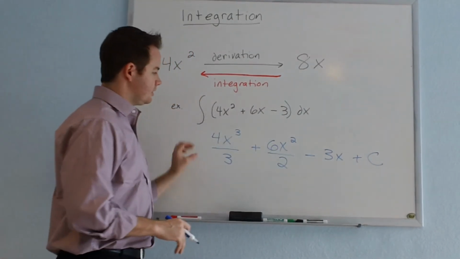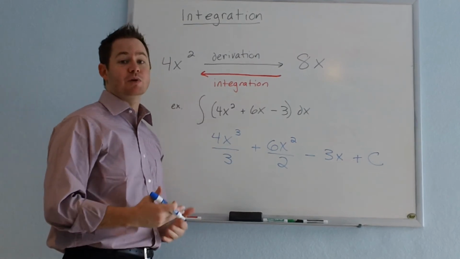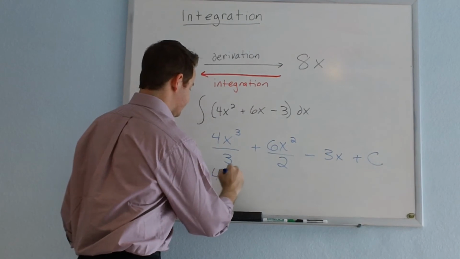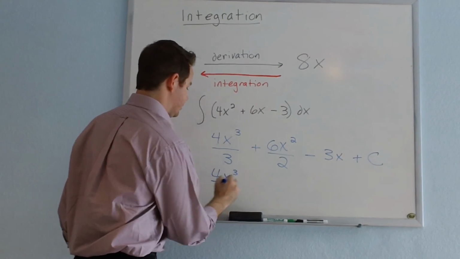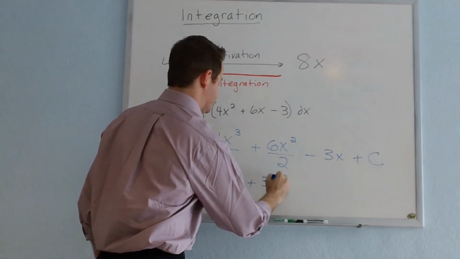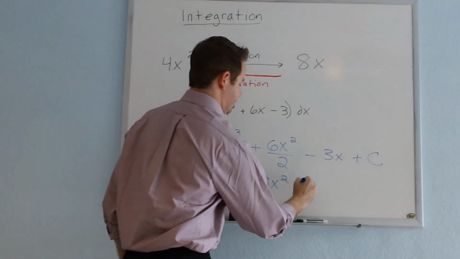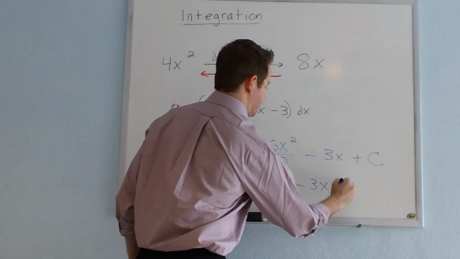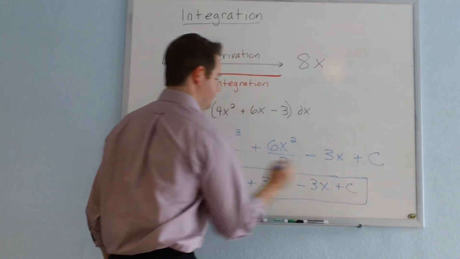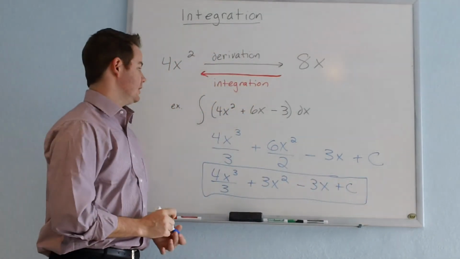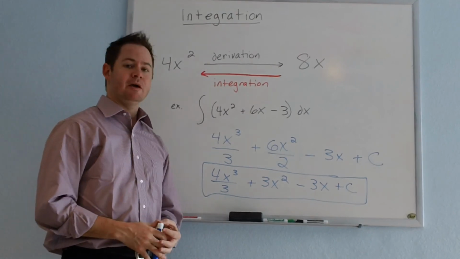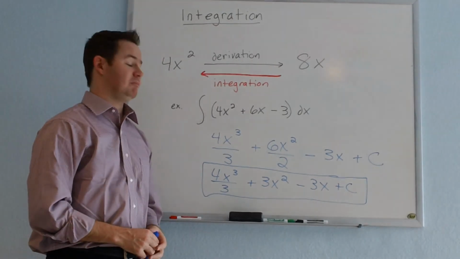And then our last step is to go back through and neaten it up a little bit, see if we can reduce anywhere and make it look a little bit cleaner. 4 over 3 doesn't reduce, so we can leave this as 4x cubed over 3. 6 over 2 reduces to 3x squared, minus 3x plus C. And this will be our final answer for the integral that we see here. We get 4x cubed over 3 plus 3x squared minus 3x plus C.